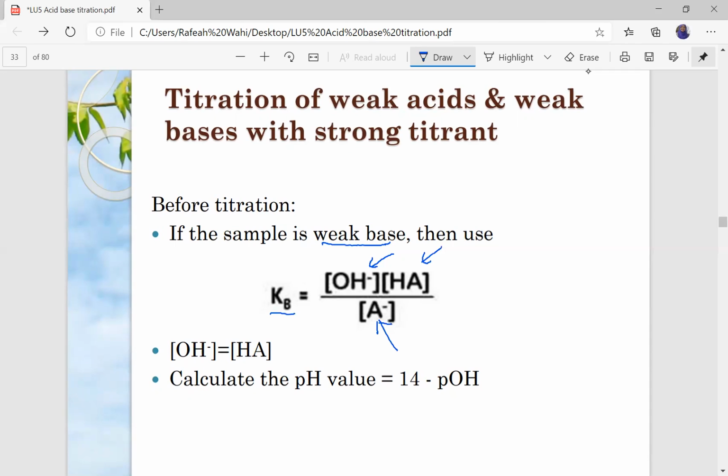So here we know that the concentration of hydroxide ion is equal to the concentration of the conjugate acid. So we can calculate the pH value by using 14 minus pOH. Of course, from OH, you can get pOH. Okay, so pOH is equal to negative log OH. So from there, you can calculate the pH value.